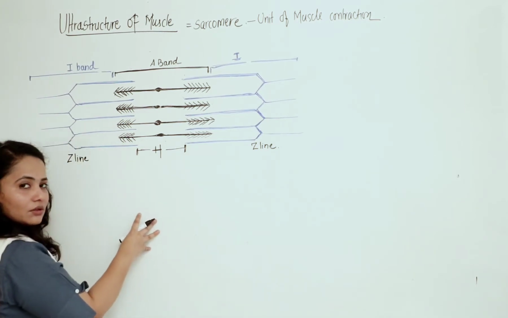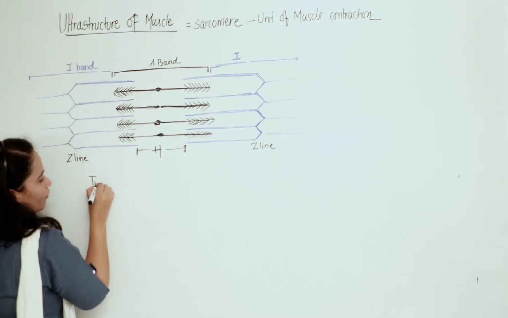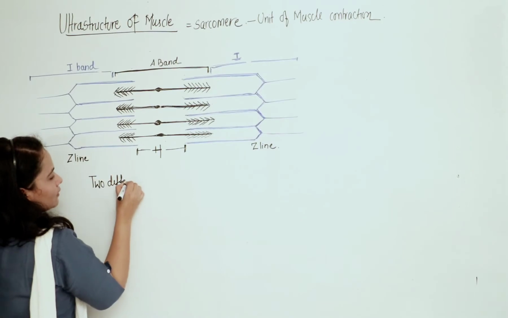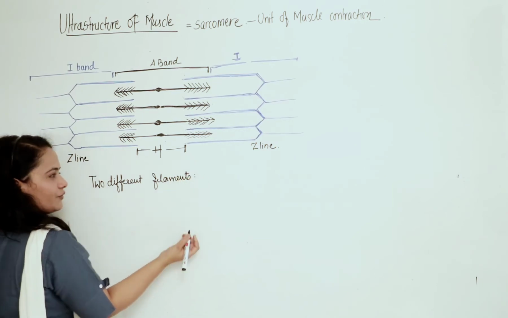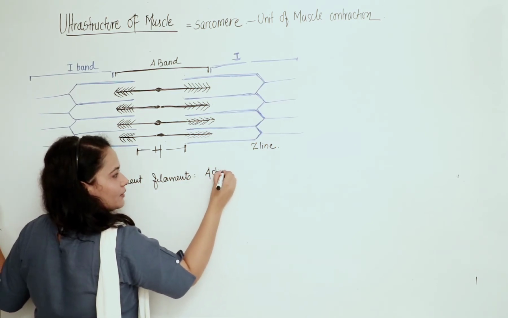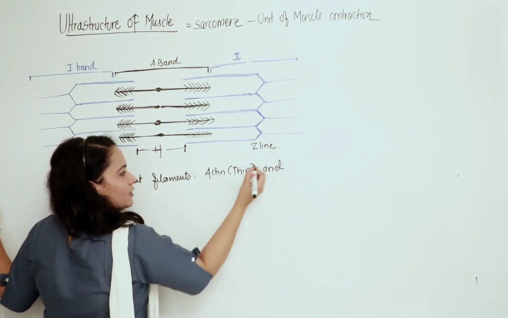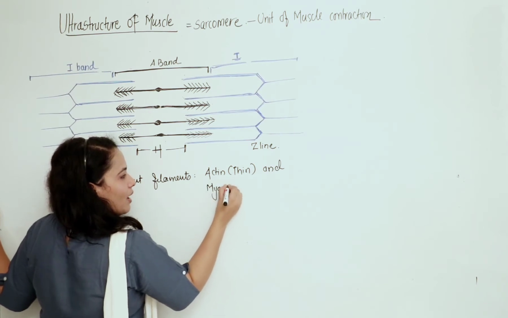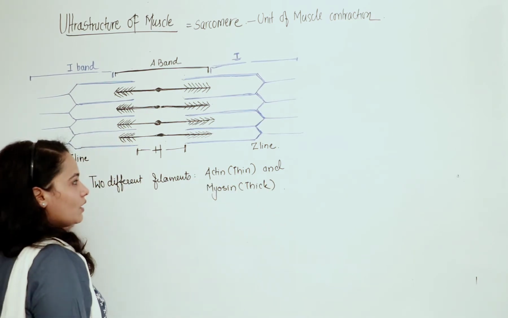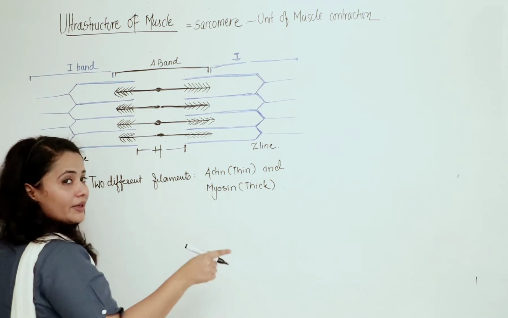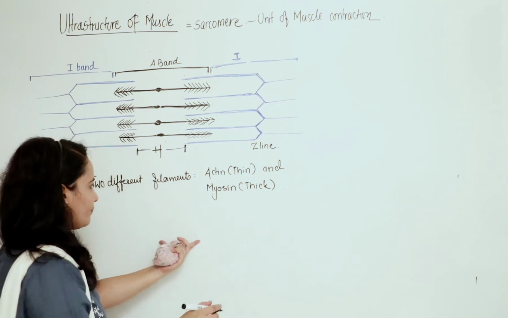Now when you talk about the ultrastructure of muscle, the first thing you need to remember is that it is made up of two different filaments. Those filaments are the actin filament, which is known as the thin filament, and the other one is the myosin filament, which is what you call the thick filament. Now these thick and thin filaments make bands. So let us write the second point, that is bands.